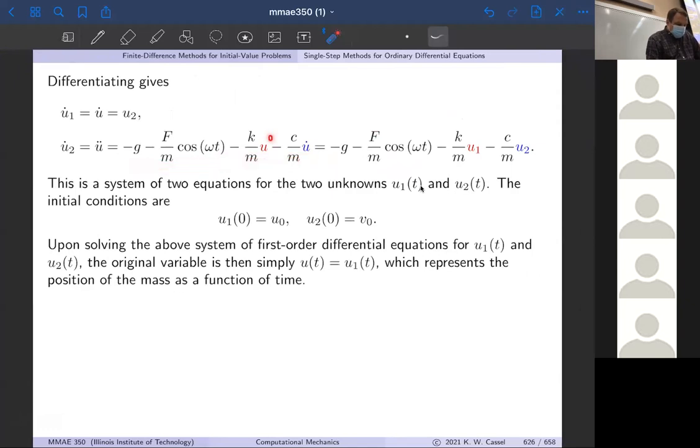But you'll notice here I have u's. I have to get rid of those. So u becomes u1 and u dot becomes u2. So if I get rid of this stuff in the middle, whoops, I crossed out too much, got a little too excited there. So if I cross out this stuff in the middle, I have my 2 equations for 2 unknowns that only involve u1 and u2.